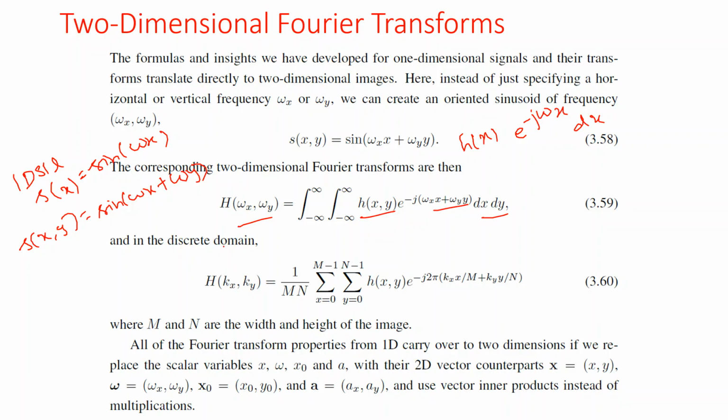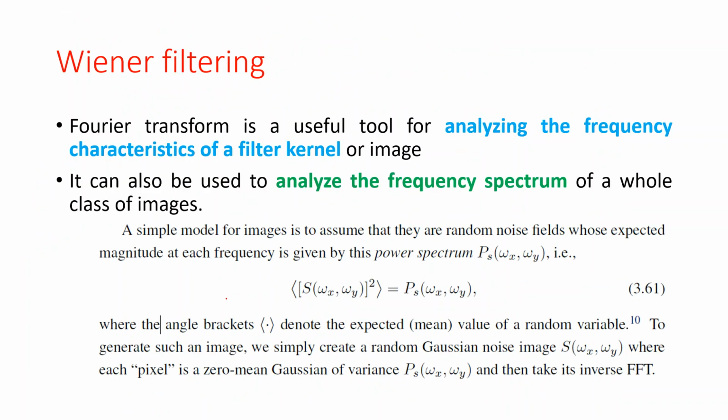As usual, the discrete domain can be represented with two summations, h of x comma y, and previously we have seen e power minus j 2 pi k x, right? Now it is divided by N, and now it is M and N. Both M and N represent the width and height of the image, kx and ky represent the discrete frequencies. Omega x, omega y represent the continuous frequencies. In order to represent them as discrete, we consider kx and ky.